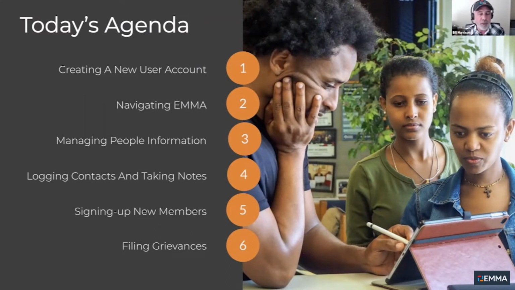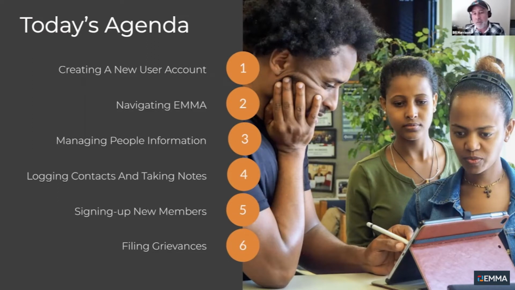We're going to go through the basics of managing people information, member and non-member information. How do I find people? How do I update their information, and so forth? We're going to talk about how to log contacts and take notes in Emma, where we can keep that information, and how to go back and find it later. We'll walk through the process of signing up new members for those locals that use Emma for signups, which is just about everybody, and then touch a little on grievances and how grievances are filed in Emma. So those are the basic topics we're going to talk on.